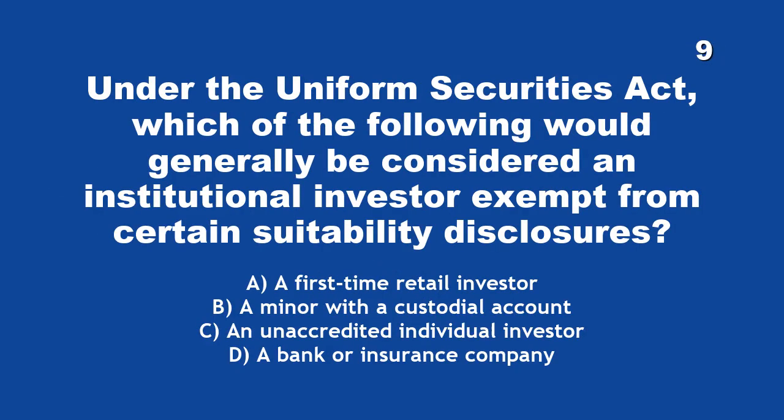Under the Uniform Securities Act, which of the following would generally be considered an institutional investor exempt from certain suitability disclosures? Option A, a first-time retail investor. Option B, a minor with a custodial account. Option C, an unaccredited individual investor. Option D, a bank or insurance company. The correct answer is D, a bank or insurance company.